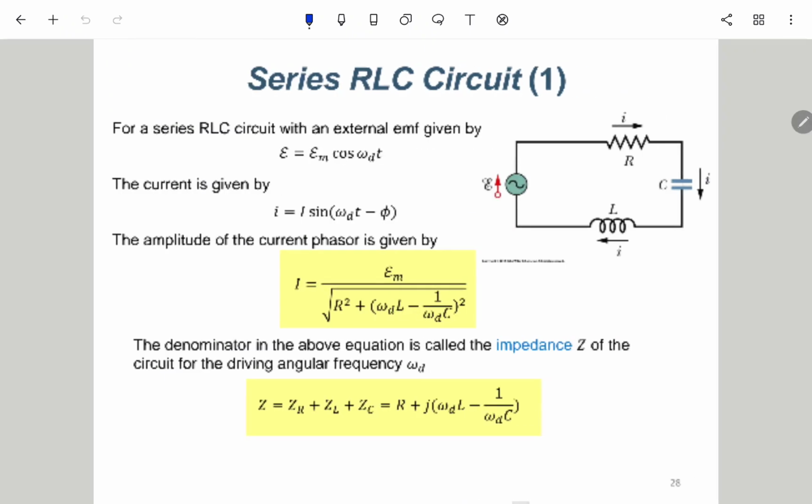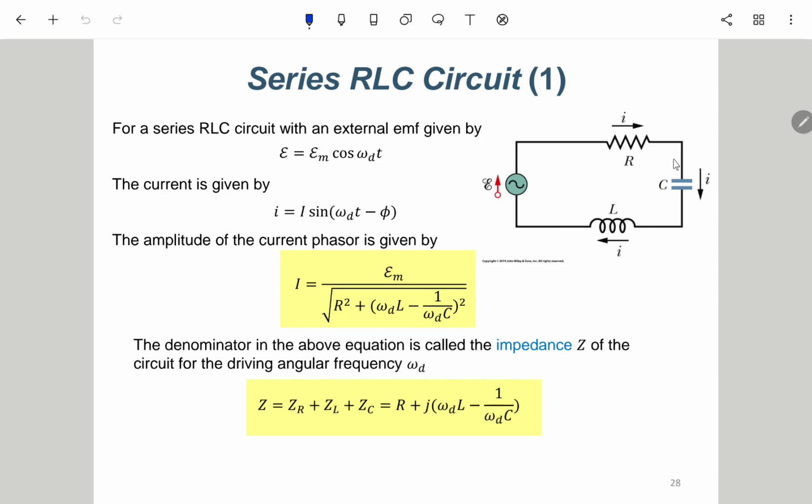Okay. So here we talk about the series RLC circuit. You may say, we have already learned our damped RLC, damped oscillation. What is the difference? So here, take a look at this.